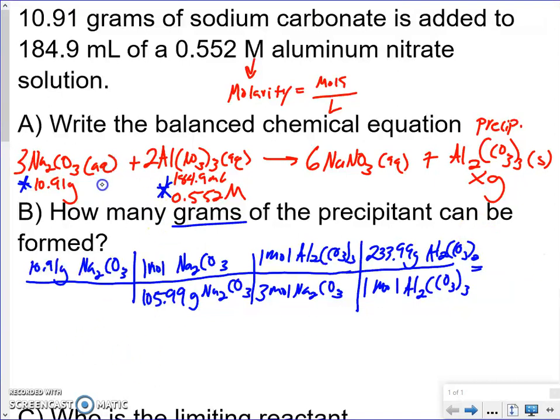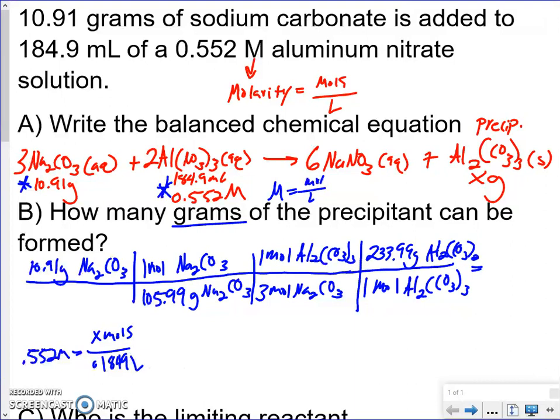Now, my next one is this weird one, which is molarity. There's 2 different ways to do this. I'm going to walk you through both ways. The first way is to get our moles using our algebra, which is just recognizing that molarity is moles over liters and plugging in what we know, which we know we have a molarity of 0.552 molar is equal to X moles, which is what we're trying to find, over our volume, which needs to be in liters, so 0.1849 liters.